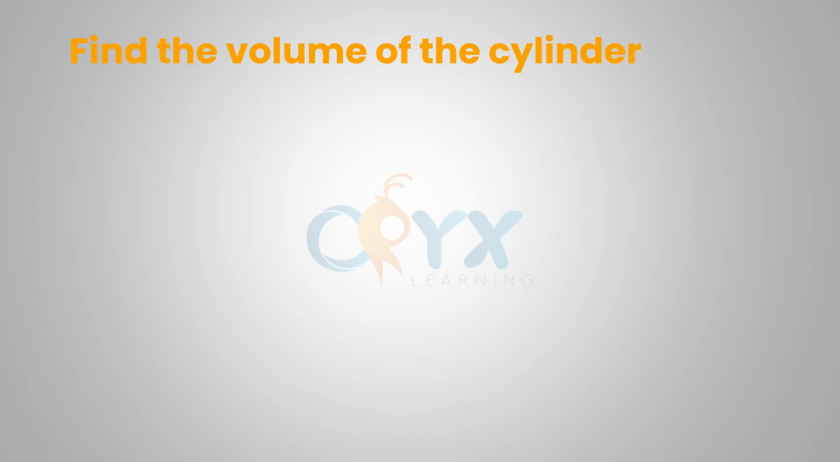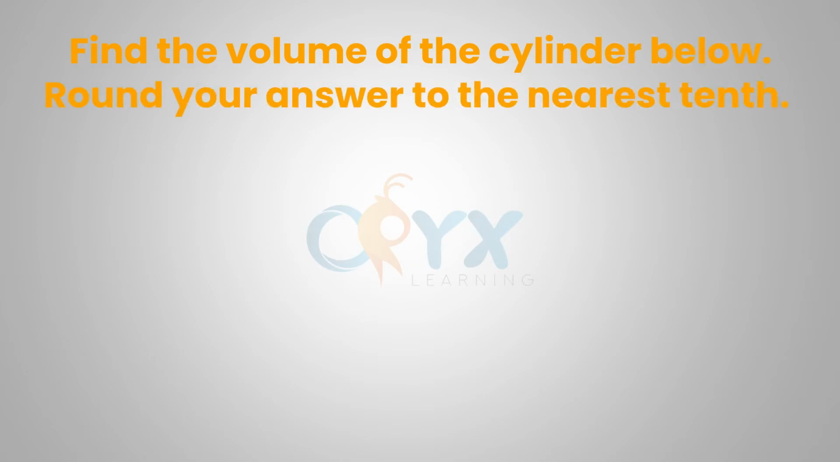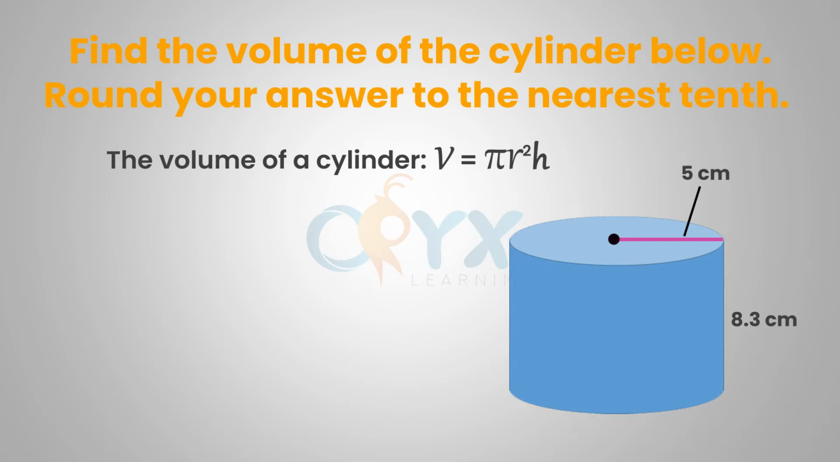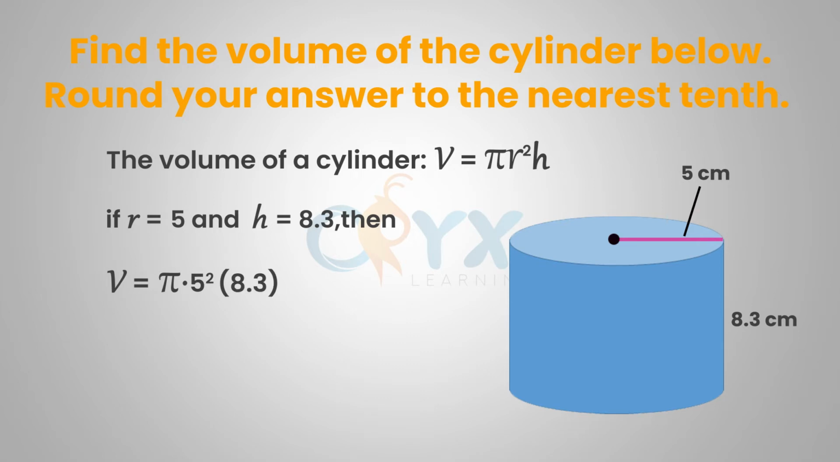Find the volume of the cylinder below. Round your answer to the nearest tenth. As we can see in the cylinder, the radius is 5 centimeters and the height is 8.3 centimeters. Using our volume of a cylinder formula, V equals pi r squared h, we can substitute in these values. So if r is 5 and h is 8.3, then our equation becomes V equals pi times 5 squared times 8.3. Multiplying the 5 squared by the 8.3, we get V equals 207.5 pi.